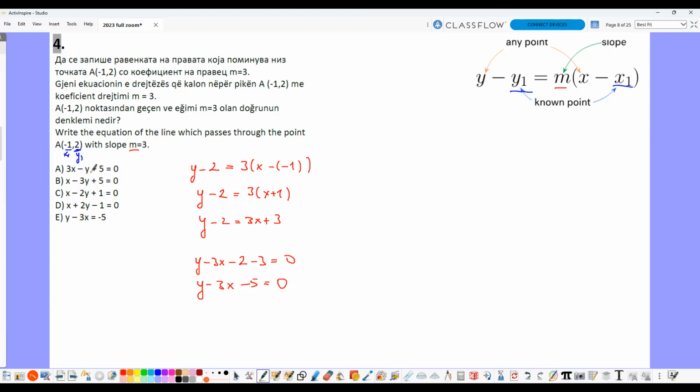So it means that we are going to collect all the terms to the other side of 0, or if you multiply the equation by minus 1, you will get the same equation, only you will reverse the side. Multiplying by minus 1, it's going to be minus y plus 3x plus 5 is equal to 0, or 3x minus y plus 5 is equal to 0, which is the answer A, it has to be.